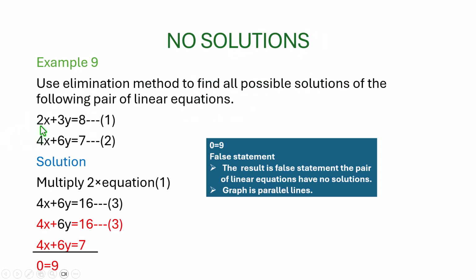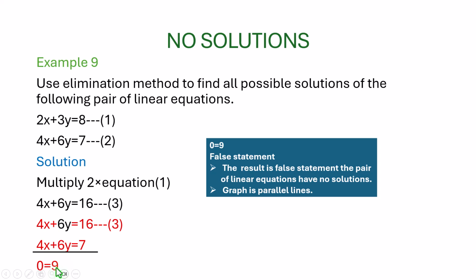Then no solution: use the elimination method to find all possible solutions of the following pair of linear equations. 2x plus 3y is equal to 8 and 4x plus 6y is equal to 7. Solution. See here, the coefficient of x in the second equation is a multiple of the coefficient of x in the first equation. So multiply the first equation by 2, then get 4x, then the coefficient of x in both equations are equal. 4x plus 6y is equal to 16, 4x plus 6y is equal to 7. Then on subtraction, 0 is equal to 9.